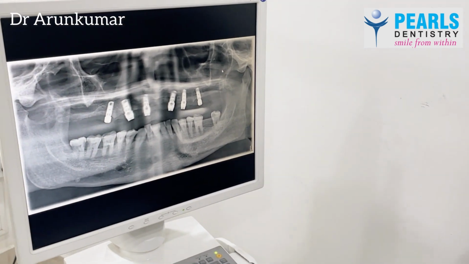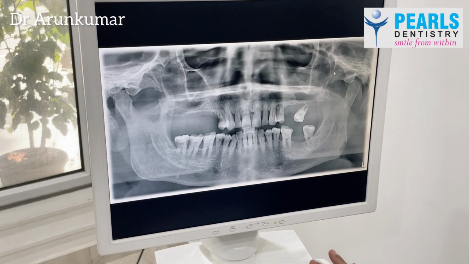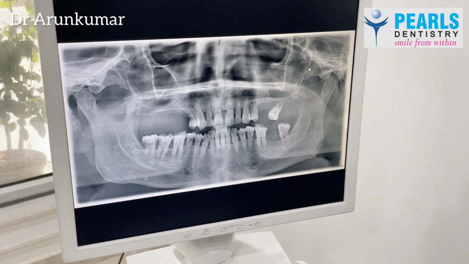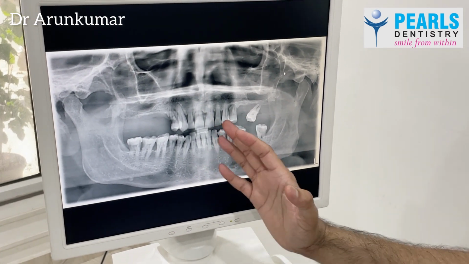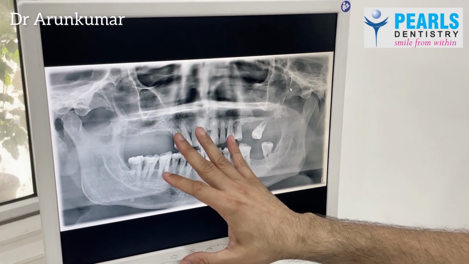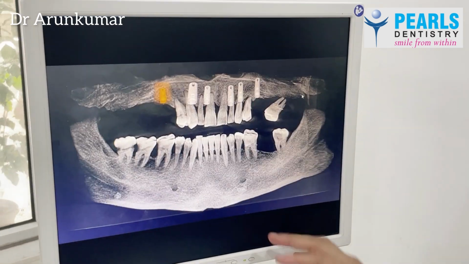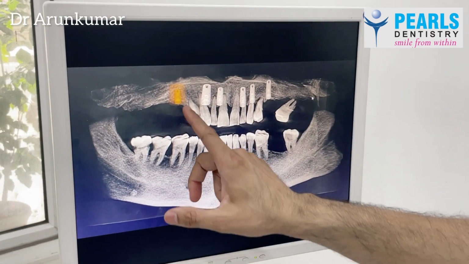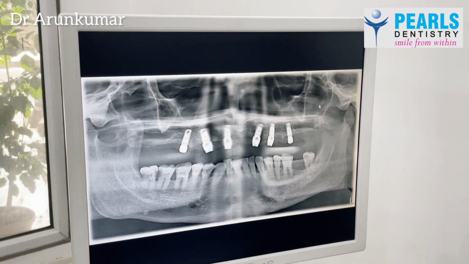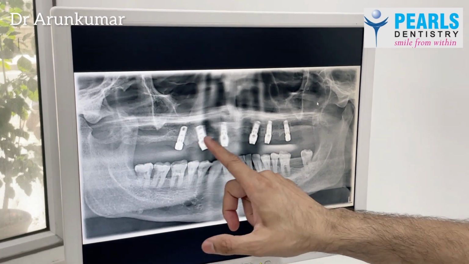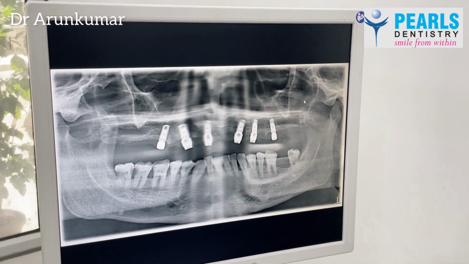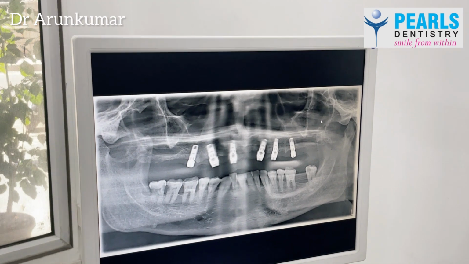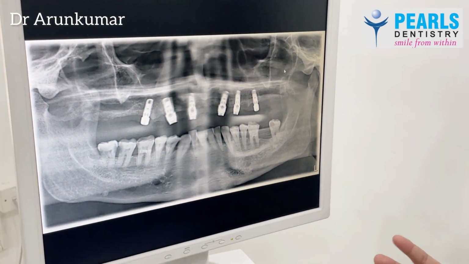So as discussed in our previous videos, we had a patient who had multiple missing teeth and very poor prognosis of the remaining teeth. We went ahead and did a CBCT planning for 6 implants, and then using surgical guides we placed those 6 implants, and the importance of multi-unit abutment also we discussed in our previous video.